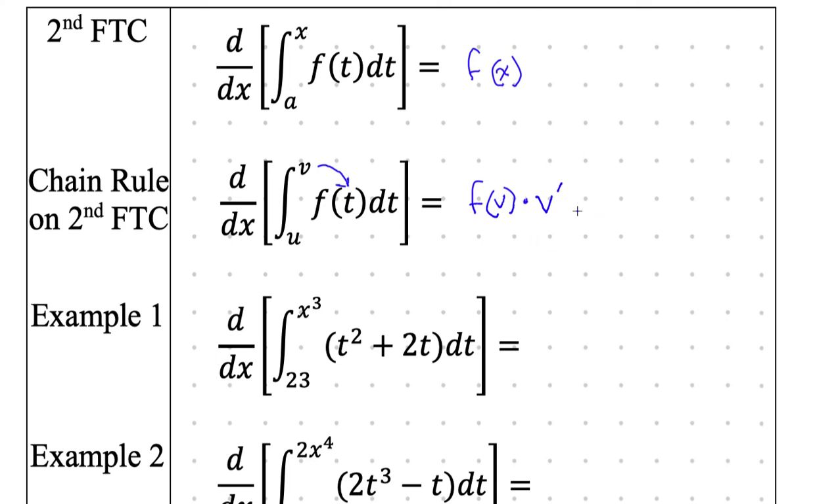And because it's a definite integral, I'm going to subtract what happens when I plug in this guy. So I'm going to plug in u in this case. So this is going to be minus f of u times, guess it, u prime.